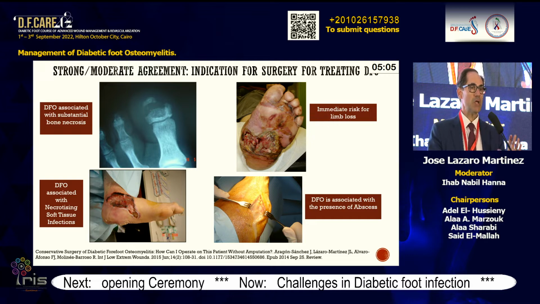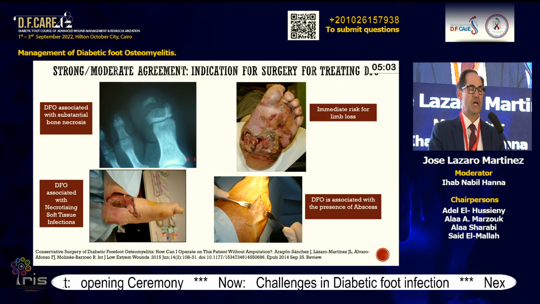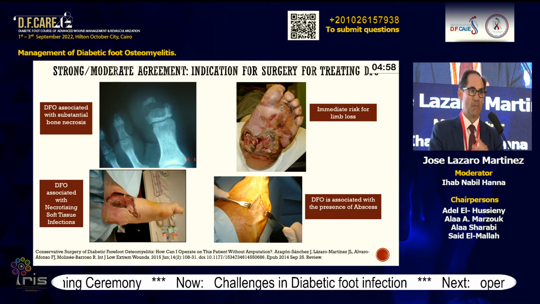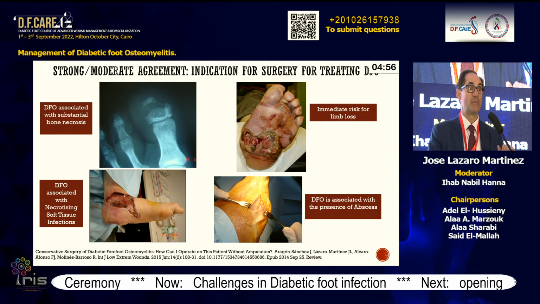There is another consensus internationally. This is a strong agreement on the indications for surgery, and this comments on what was previously mentioned by other speakers about the diabetic foot attack.